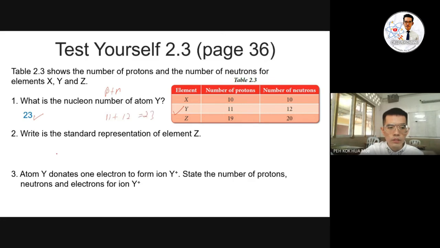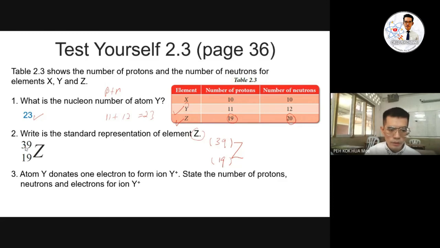Okay, so write the standard representation of the Z. So the element here, Z will be here. For the symbol, we just put Z, and the number at the upper part will be the addition of the proton number together with the neutron number. So 19 plus 20, we get 39. And the lower part represents the number of protons, which is 19. Okay, so this is the answer.